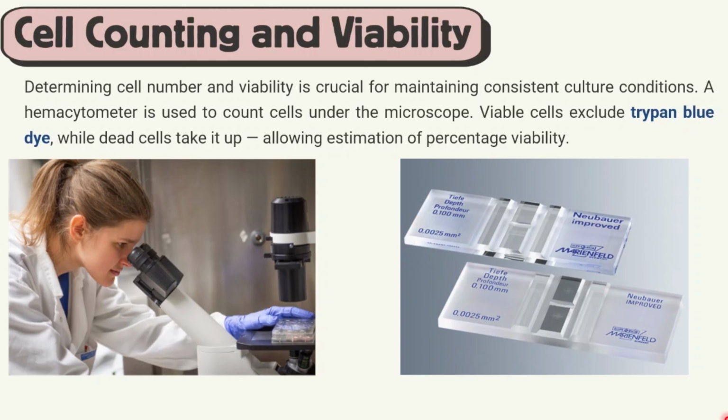Another important part of cell and tissue culture technique is the determination of cell number and viability, which is crucial for maintaining consistent culture conditions. And to observe the cells for viability or count them, a hemacytometer is used under the microscope. An inverted microscope is usually used in cell culture technique. A dye known as trypan blue dye is used to accomplish counting and checking for viability. Trypan blue dye is added to the cells. Viable cells exclude trypan blue dye, whereas the dead cells take up the dye, which will allow us to estimate the percentage viability by looking at the cells that do not take up the dye, the cells that are not looking blue under the inverted microscope.